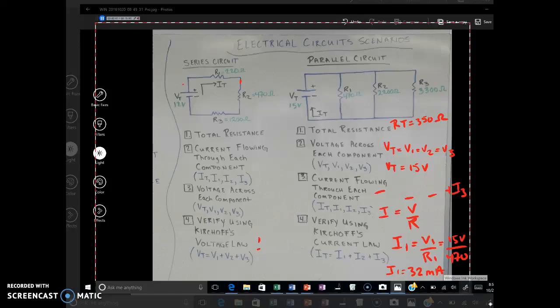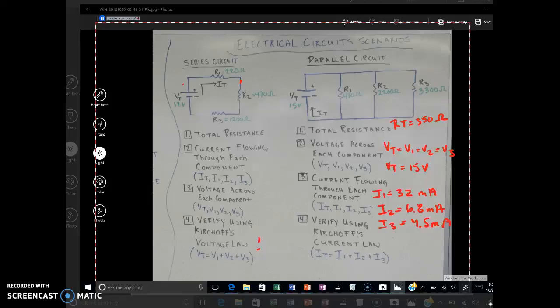So you simply do that for all the different components to get the I1, the I2, and the I3. So I1 will be equal to 32 milliamps. The I2 would be equal to, and you're going to have to verify this, but the math will be the same for all of these, 4.5 milliamps.